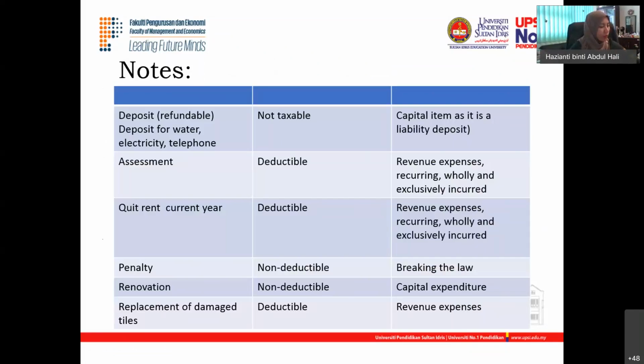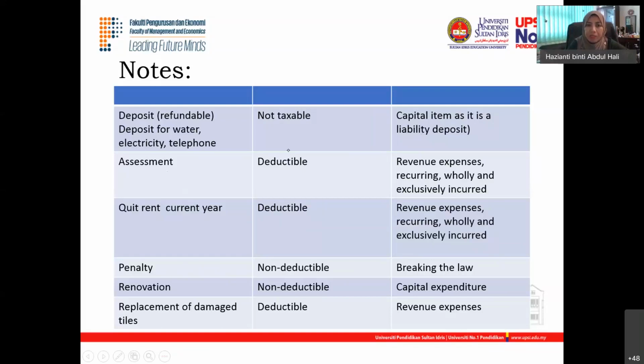I provide you some notes here. For example, refundable deposits for water, electricity and telephone, with regard to rental income, are not taxable. Why? Because these are considered capital items. It is a liability deposit. You have to pay the deposit first, but it is a liability to the landlord, because he gets the deposit but hasn't provided the service yet.